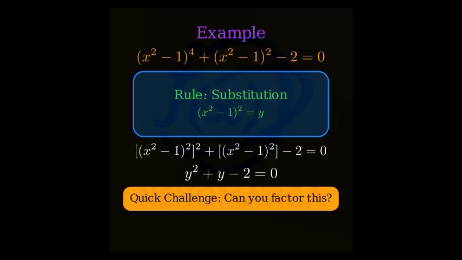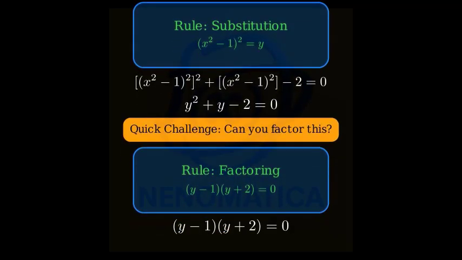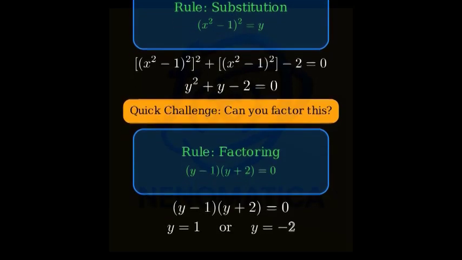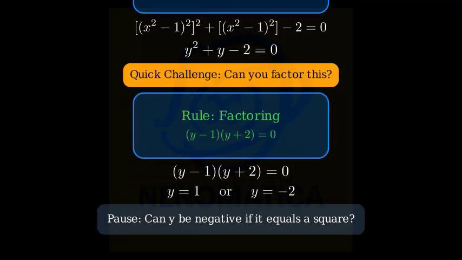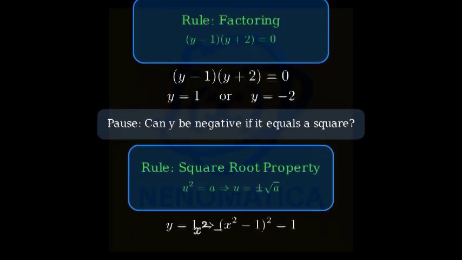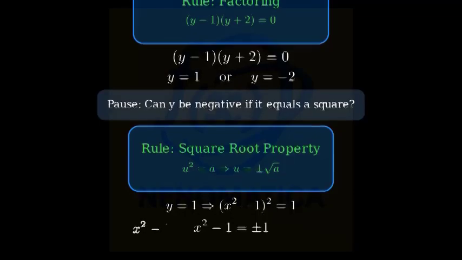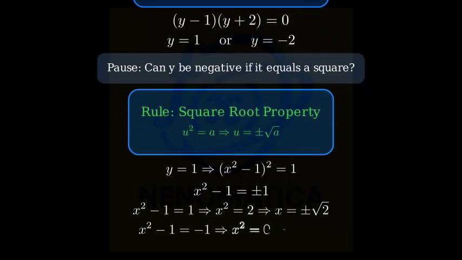Step 2. Factoring. Factor the quadratic in y. We get (y minus 1)(y plus 2) equals 0. So the solutions for y are y equals 1 or y equals -2. Step 3. Handle the first case y equals 1. We apply the square root property. If (x² minus 1)² equals 1, then x² minus 1 equals plus or minus 1. That gives two branches: x² equals 2, which yields x equals plus or minus square root of 2, or x² equals 0, which yields x equals 0.